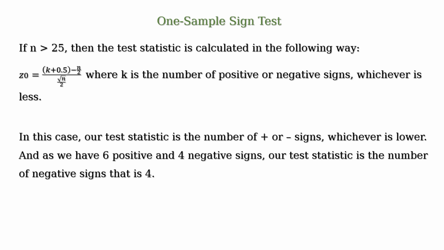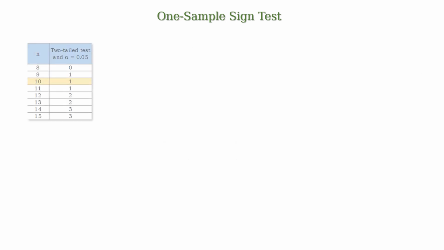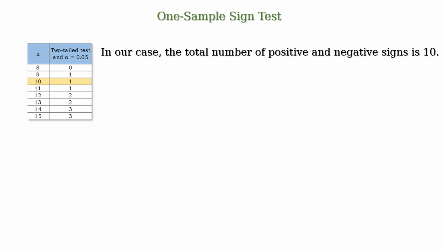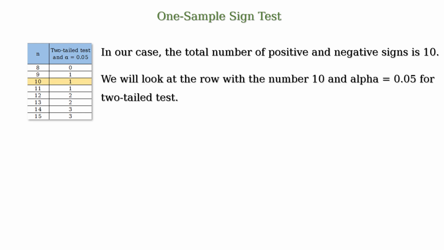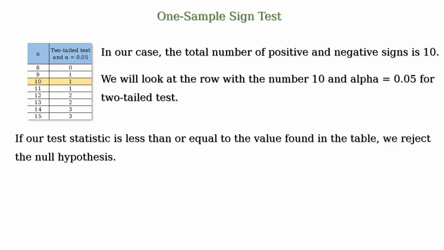Now, we will look into the sign test critical values table. Please note that in our case, the total number of positive and negative signs is 10. So, we will look at the row with the number 10 and alpha equal to 0.05 for a two-tailed test. If our test statistic is less than or equal to the value found in the table, we reject the null hypothesis. We get the value 1.